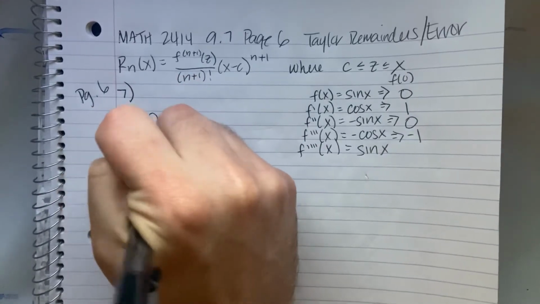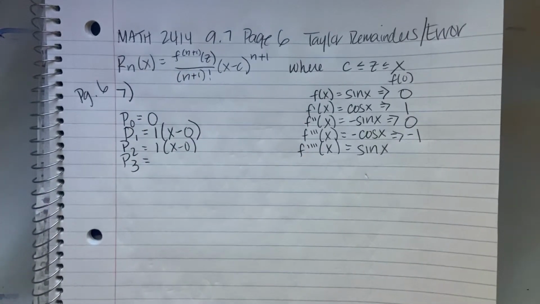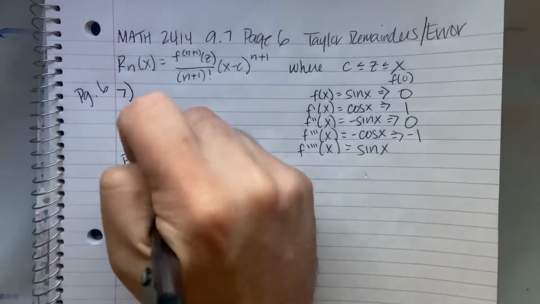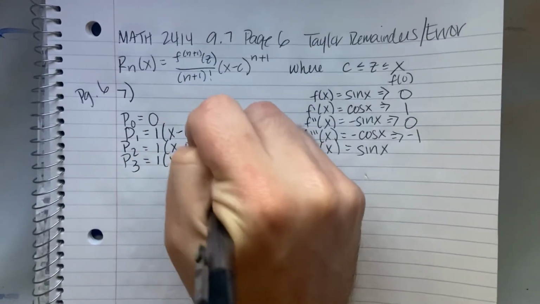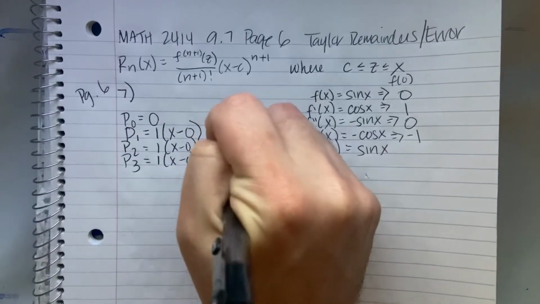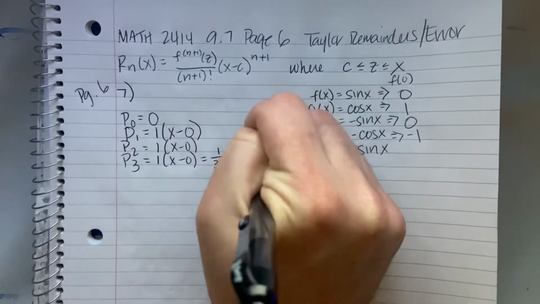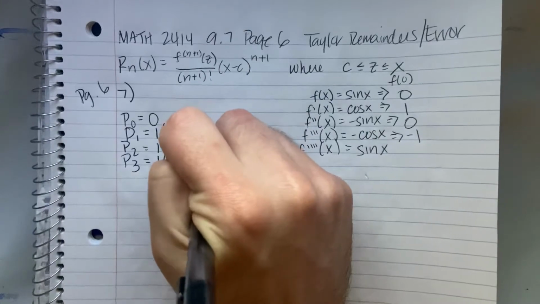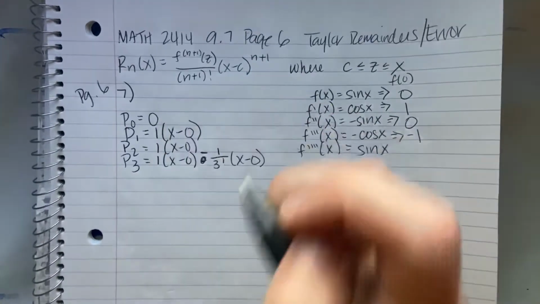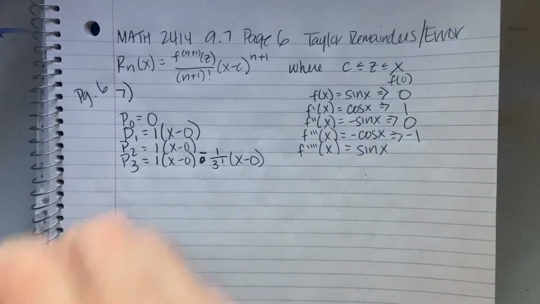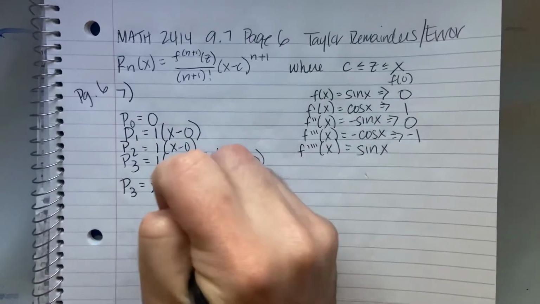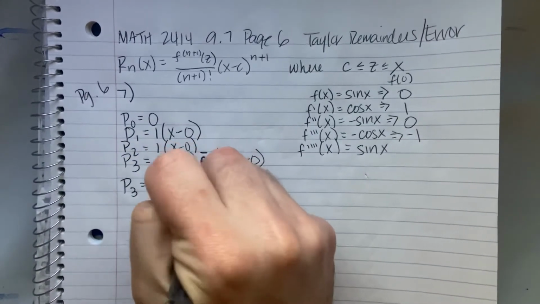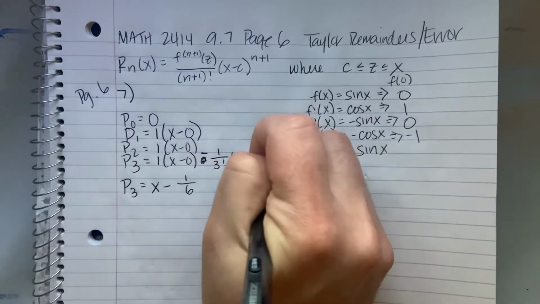But my third Taylor polynomial, I get a negative 1. Now this is going to go to the x cubed term. This is 1 over 3 factorial times x minus 0. This should be a minus, not an equal sign. So if I expand this out further, this is x minus 1/6 x cubed.